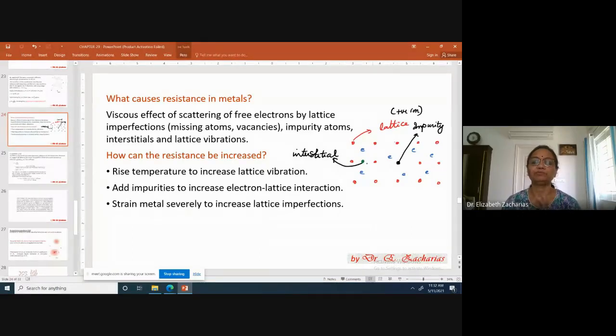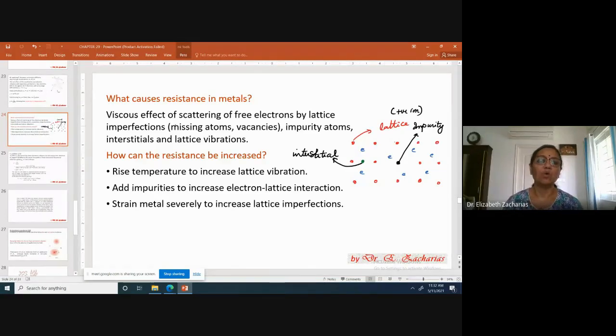Okay, now what happens? I told you in the last class that these electrons will be in random motion when you are not applying a field. But the minute you apply a field, along with the random motion, there will also be a drift happening in a direction opposite to the direction of the applied field, and this average velocity with which it is drifting is called the drift speed.